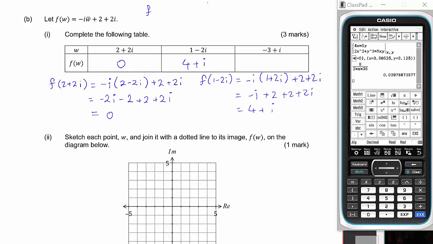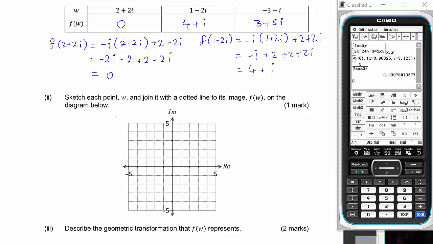So f of negative 3 plus i is negative i times negative 3 plus i, plus 2 plus 2i. So that's going to be 3i minus i squared. So that's going to end up being plus 1, plus 2 plus 2i. So that's 3 plus 5i.